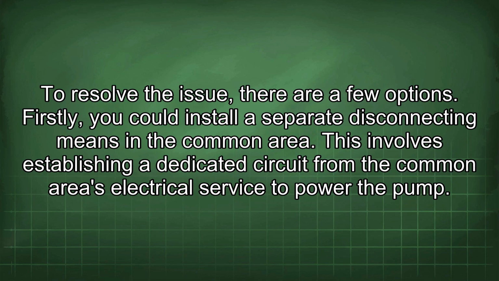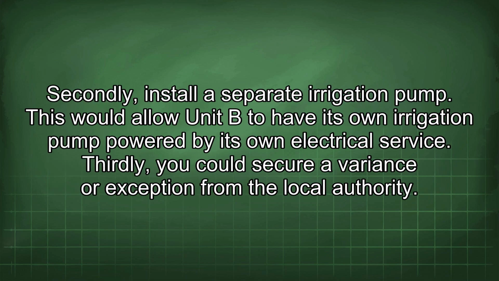To resolve the issue, there are a few options. Firstly, you could install a separate disconnecting means in the common area. This involves establishing a dedicated circuit from the common area's electrical service to power the pump. Secondly, install a separate irrigation pump. This would allow Unit B to have its own irrigation pump powered by its own electrical service.